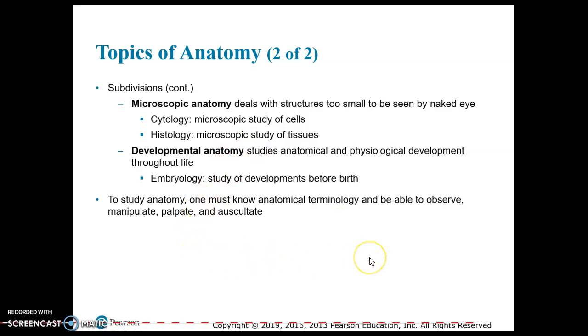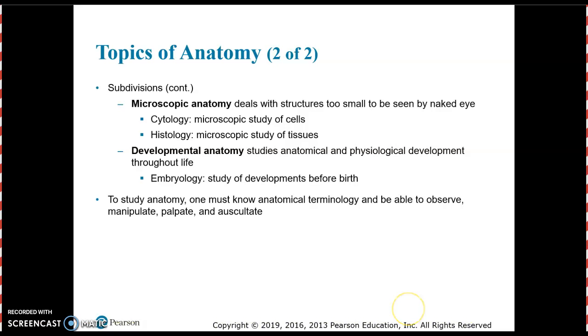To study anatomy, one must know anatomical terminology and be able to observe, manipulate, palpate, and that's just going to be touching. To palpate for something is just to touch the surface of the body, trying to feel for an organ or for some structure underneath the skin. And auscultate is to listen. So like for listening to heart sounds or listening to someone's breathing.